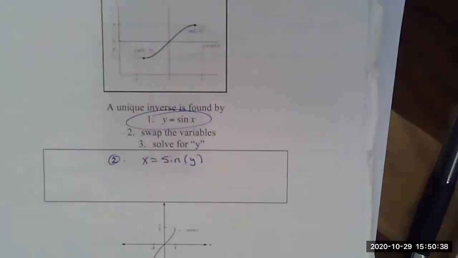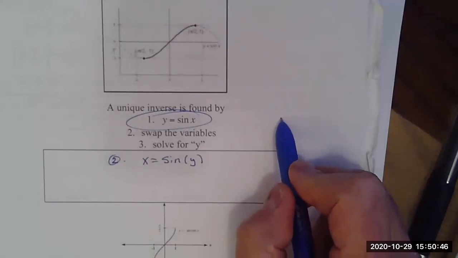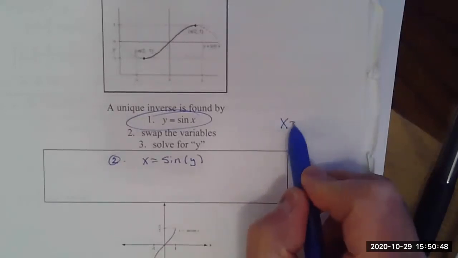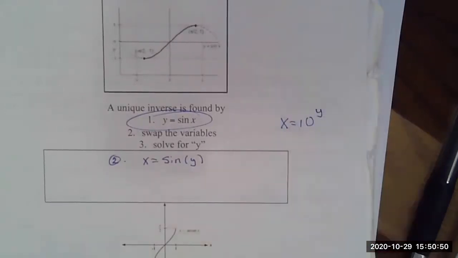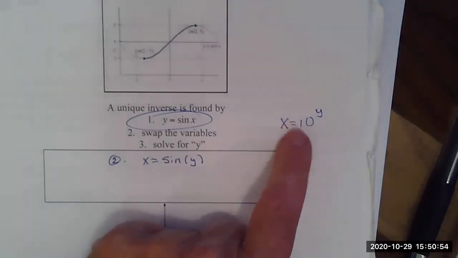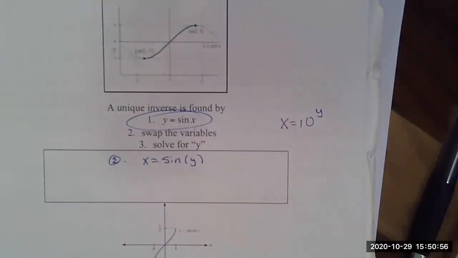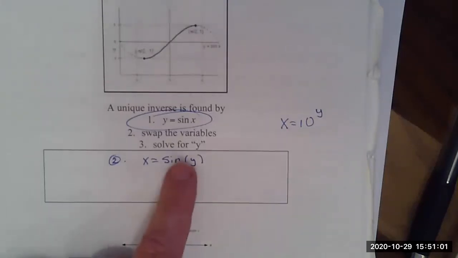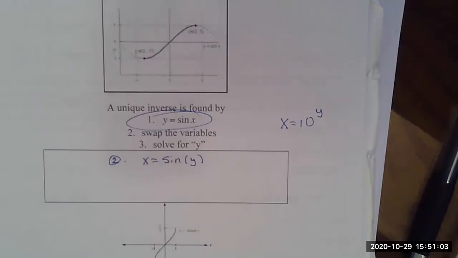Okay, now solve for y. Just like with exponential functions, logarithms are hard to solve back in logs. If I had x equals 10 to the y back in log chapter 3, that was impossible unless I introduced you to logarithms. You can't solve for y. So same thing here. You can't solve for y unless I introduce you to this thing.